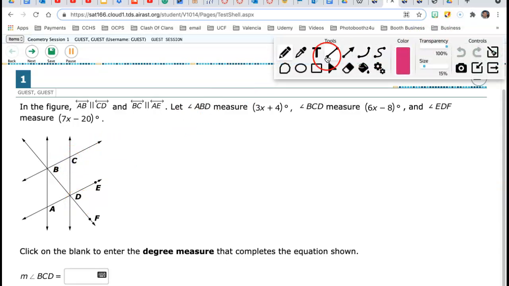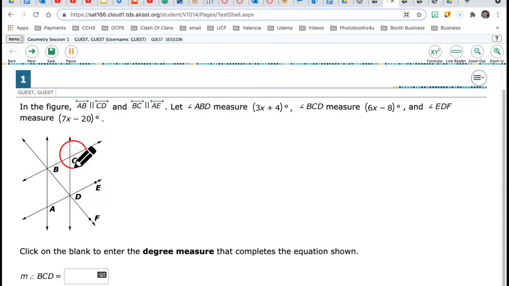Let me get the pen. Here we go. All right, BCD. This is the angle that they want. They tell me that this is parallel to this is parallel to this. Now, I'm going to call it with a point. That's ABD, 3x plus 4. BCD, 6x minus 8. So the actual angle, the one they want me to know, this little arc, is 6x minus 8.